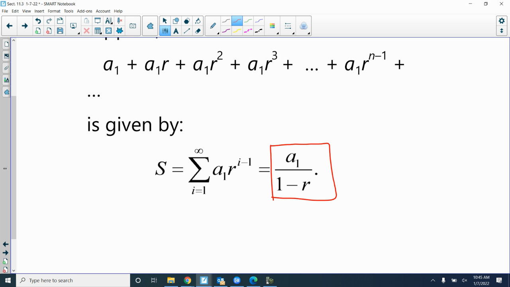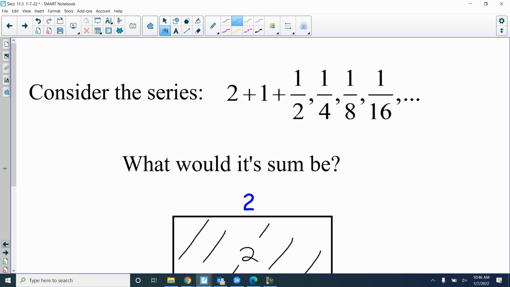If R is bigger than 1, so if I start with 3 and I multiply that by 2 and I multiply that by 2, clearly if I keep going forever, it's going to go to infinity. Only if it's less than 1. So using that formula, a sub 1 over 1 minus r, just to show you that it works. So S equals a sub 1 over 1 minus r. My first term is 2. 1 minus a half gives me 2 divided by a half. So I cut 2 into how many half pieces? 4. So it's going to be 4.